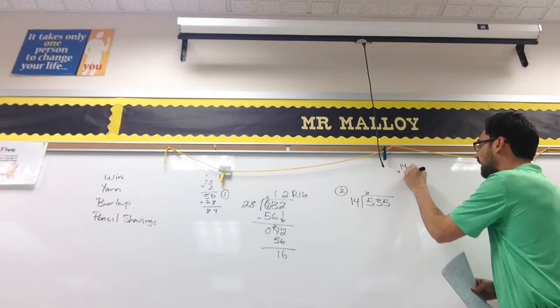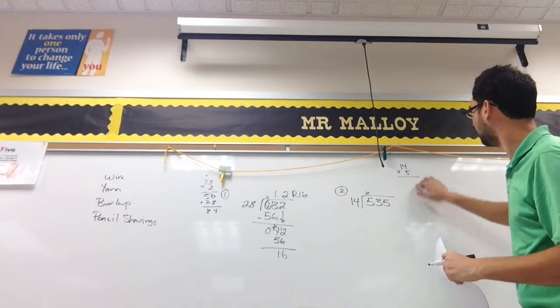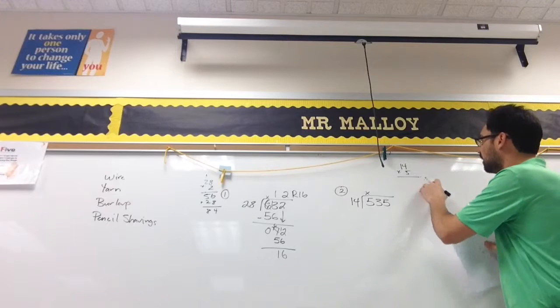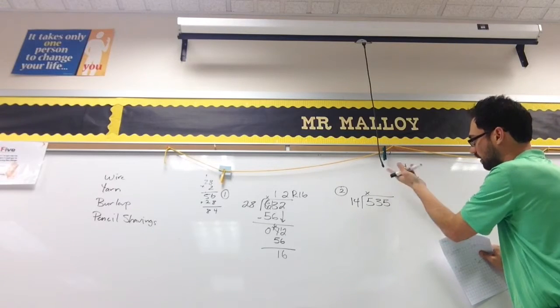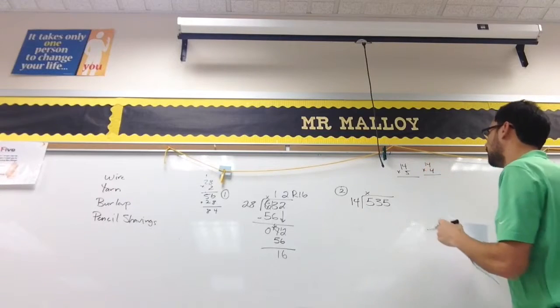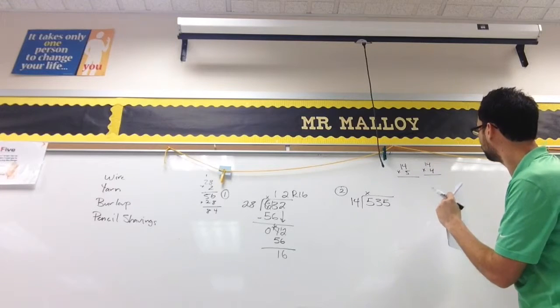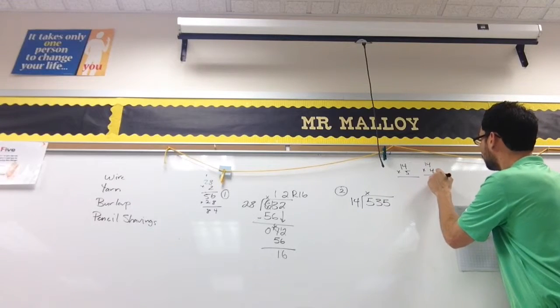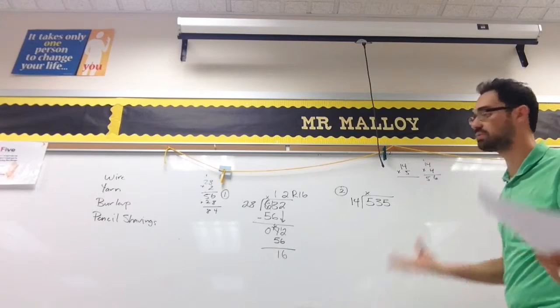14 times 5 is, well, I can see right away that's going to be a little bit too much. So let's try 4, 14 times 4, 4 and 4, 6, 56. I'm actually a little bit over, so it actually goes 3 times.